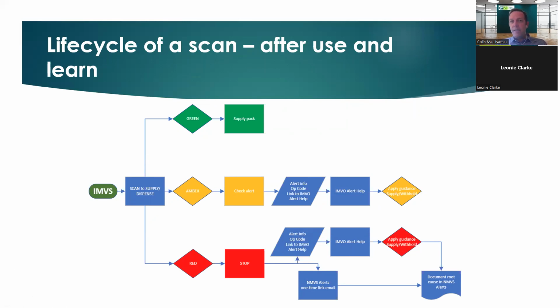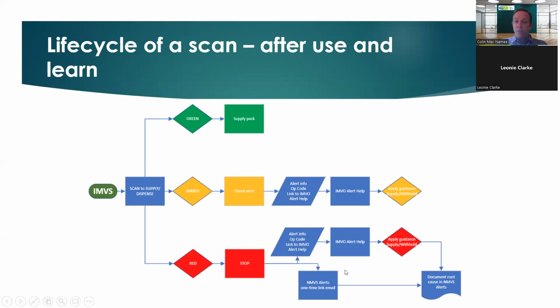Basically, you go through a series of yes/no questions, which will get you to the point that you can either identify the root cause or you can't. And that allows you to make your decision to get the pack back into supply or the pack needs to be withheld. Within a couple of minutes of that alert happening, an email is sent from NMVS Alerts, which is our alert management system, with a one-time link to the alert and all the data associated with that alert within our alert management system.